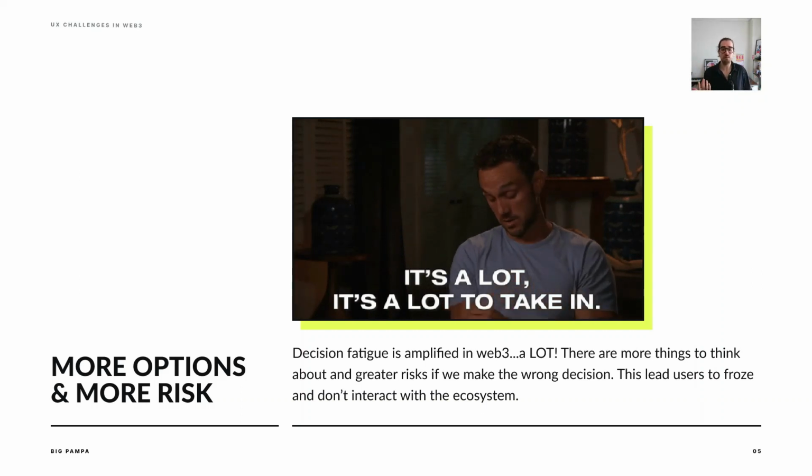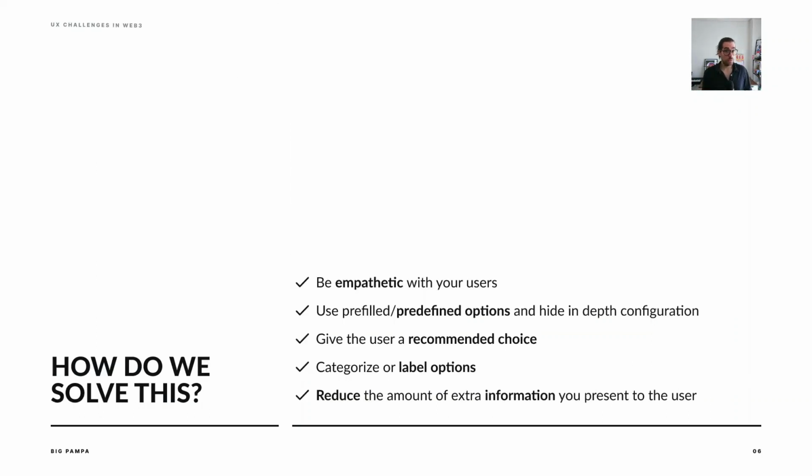So basically in Web3 there are more decisions to make, and these decisions have greater risks. You may lose all your money simply trying to mint an NFT, or by sending funds to the wrong address. So when users start feeling all of this, they get overwhelmed and they get decision fatigue and simply freeze. And most of them decide not to interact with the app or protocol at all. So how do we solve for this?